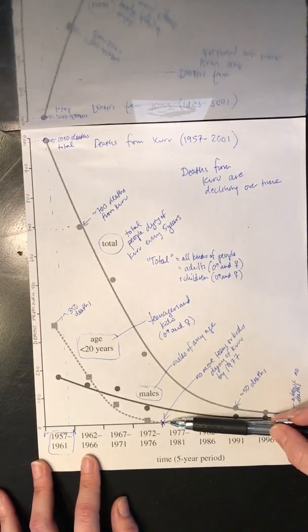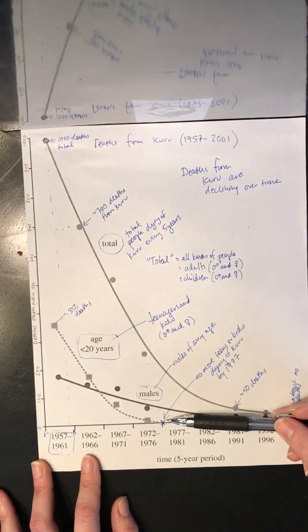That could mean a couple of things. That could mean either no more kids or teenagers are getting Kuru, so they're no longer being exposed to it, so we have no new cases of Kuru.